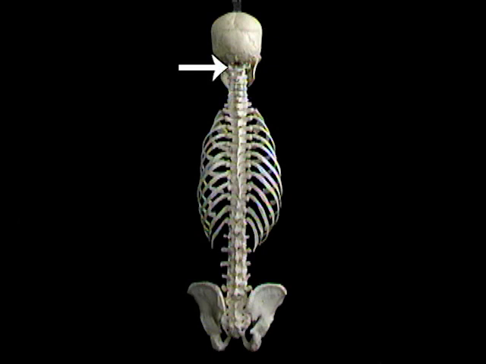The highest cervical vertebra articulates with the skull. The thoracic vertebrae articulate with the ribs, and the sacrum articulates with the 2 innominate bones to form the pelvis.